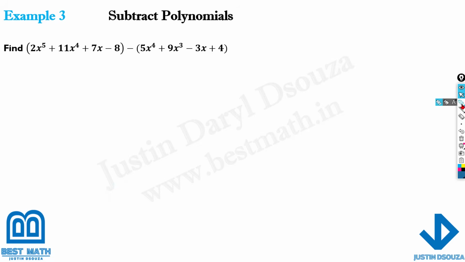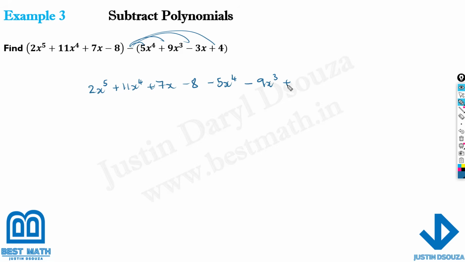What about this problem? Here we have to subtract it. So now the first step would be, left side will be the same thing. 2x power 5 plus 11x power 4 plus 7x. But here, after minus 8, there is minus. So all the signs here change. It will be minus 5x power 4. This minus sign is multiplied to all the terms. Then we have minus 9x power 3 plus 3x and minus 4.